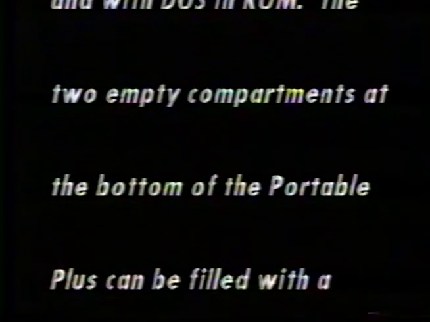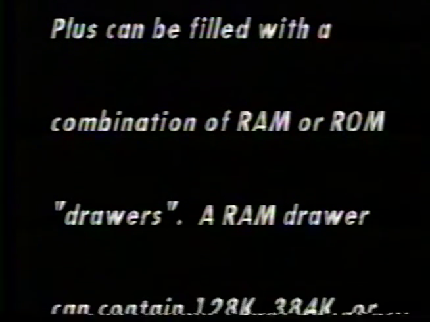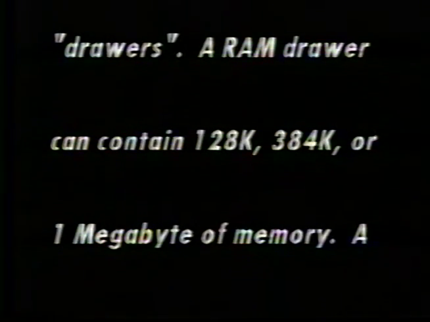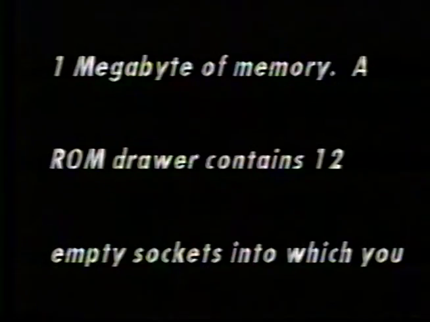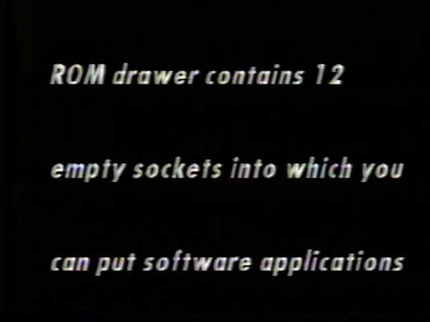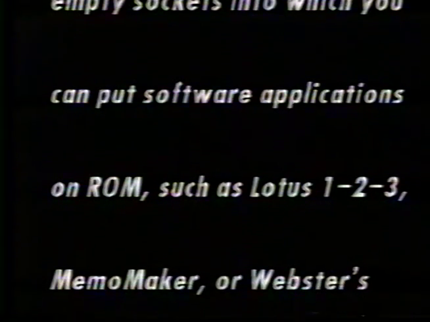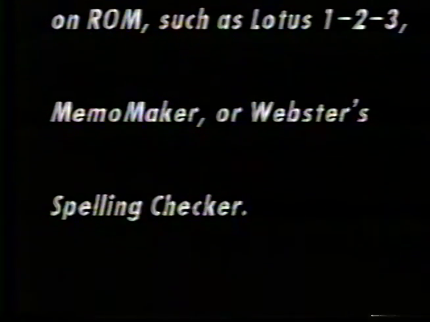The two empty compartments at the bottom of the Portable Plus can be filled with a combination of RAM or ROM drawers. A RAM drawer may contain 128K, 384K, or 1 megabyte of memory. A ROM drawer contains 12 empty sockets into which you can put software applications on ROM, such as Lotus 123, Memo Maker, or Webster's Spelling Checker.